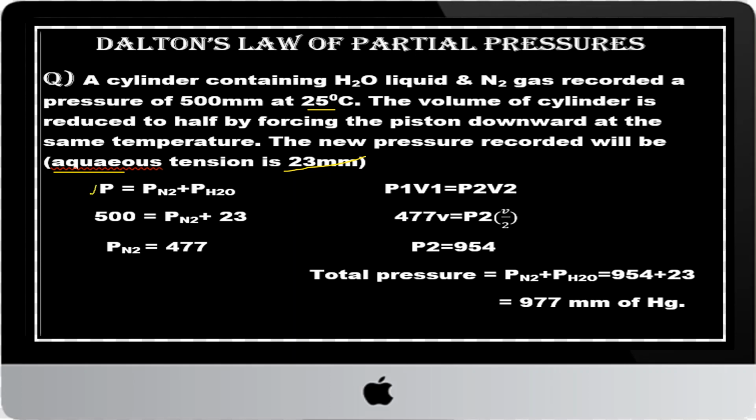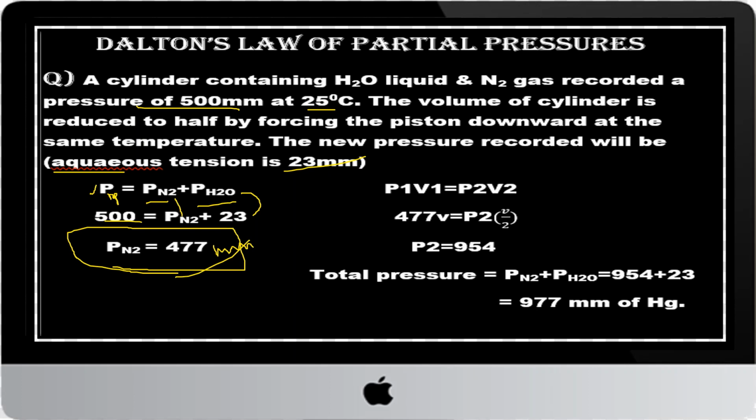Writing the resulting pressure, PR. The resulting pressure is the pressure of nitrogen plus the pressure of water vapor. They have given the pressure of water vapor as 23, and we need to find the pressure of nitrogen. They have given the final resulting pressure as 500 mm. If you solve, we get the pressure of nitrogen as 477 mm of Hg.